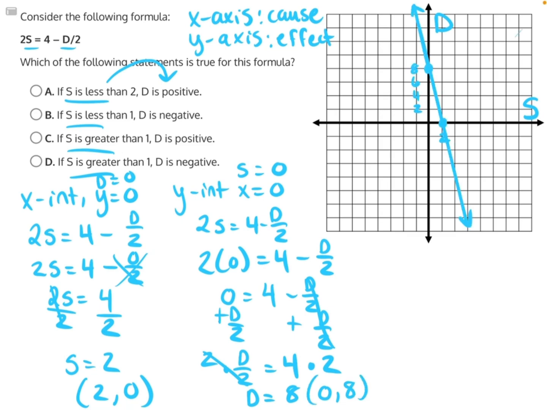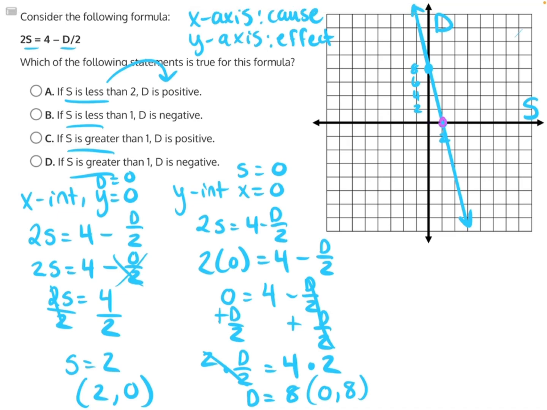Now I've graphed our two intercepts. We had 2, 0, which meant I went to the right 2 and up 0. And then we had 0, 8, which meant I went up 8 and over 0. Now we can analyze this graph and find our correct answer.